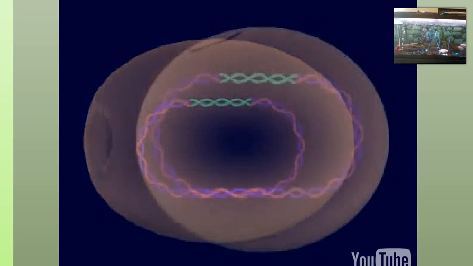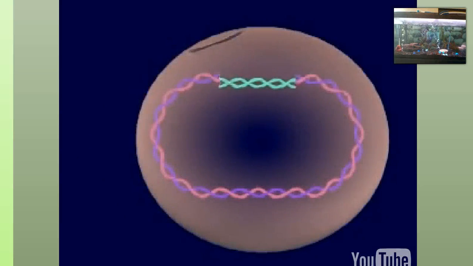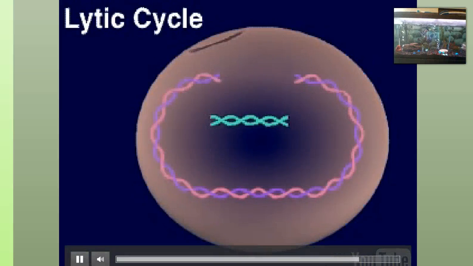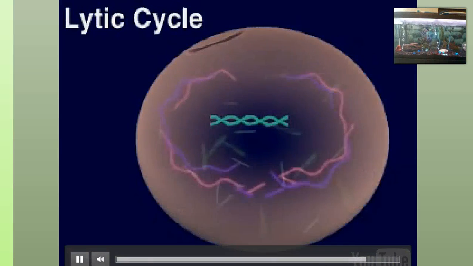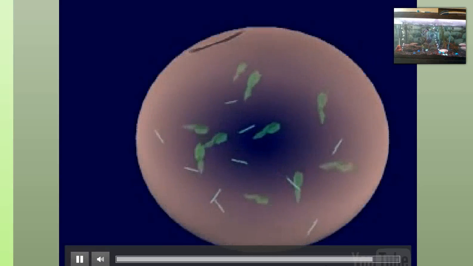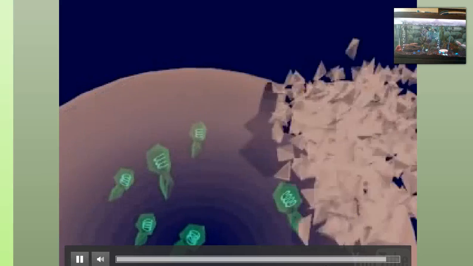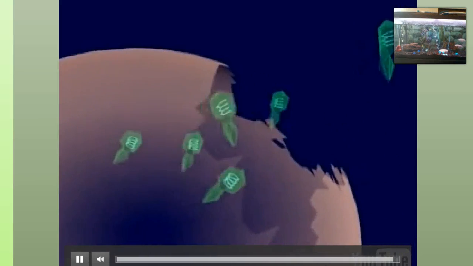At any time, a provirus may leave the host chromosome and enter a lytic cycle. When this happens, the host cell's DNA is broken down and new virus parts are produced and assembled. Eventually, the cell ruptures and new virus particles are released.